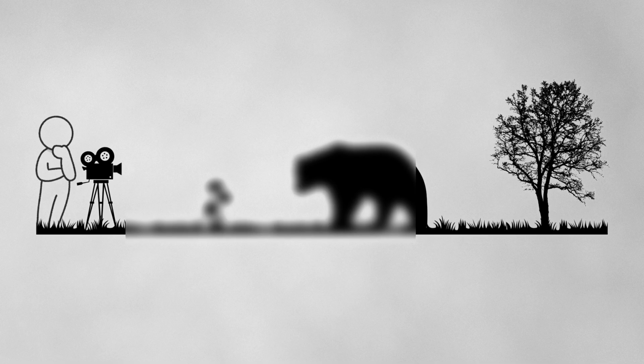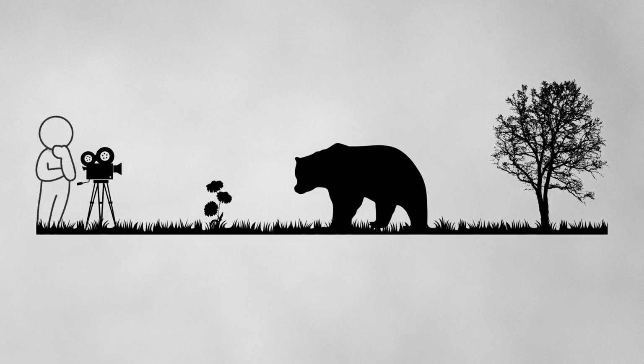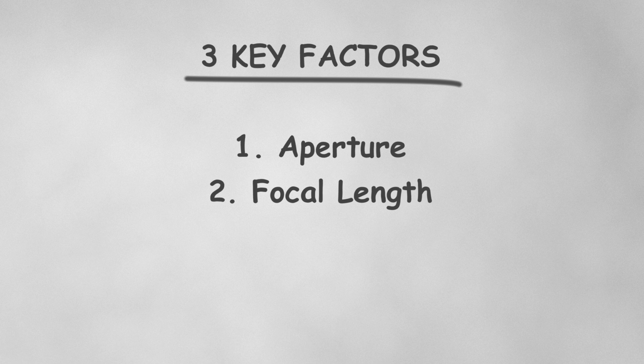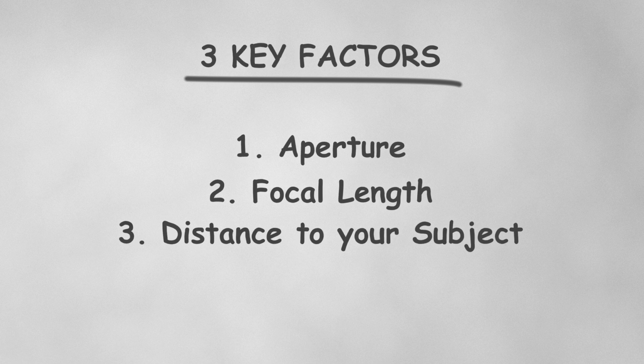The first thing that we want to take into account is your depth of field. Depth of field refers to how much of your image appears sharp from front to back, influenced by three key factors: aperture, focal length, and distance to your subject.